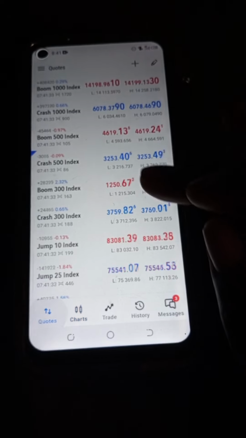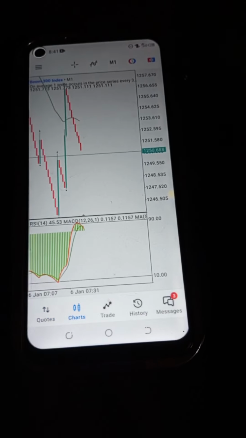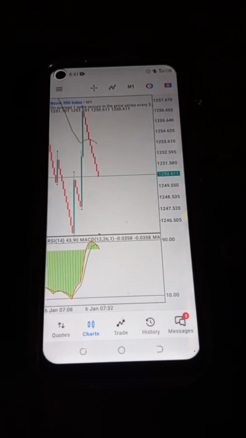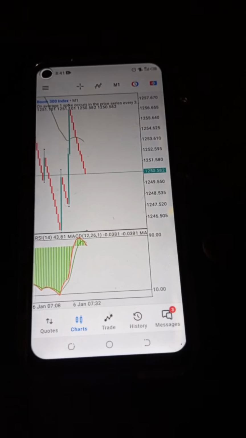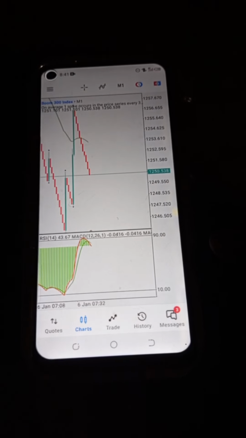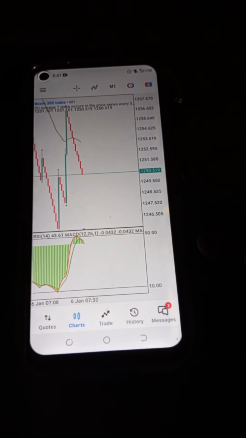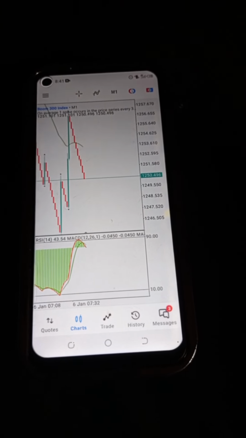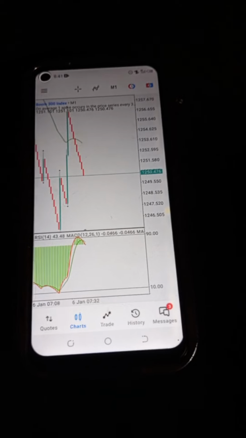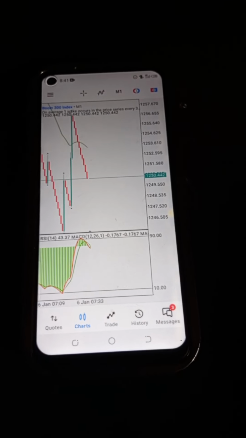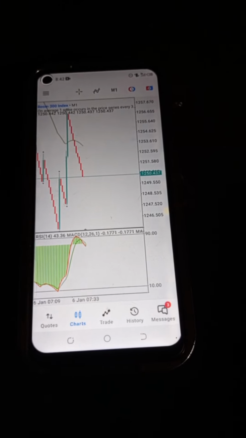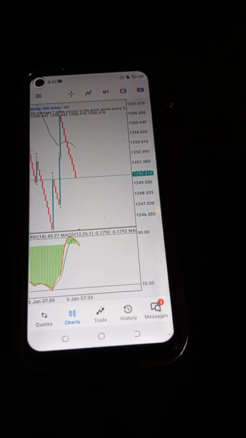So let's go and check our Boom 300 if it's ready to enter. So guys, as you can see, Boom 300, wait for the finish of this candle before we enter this market, guys. Let's wait before we can enter the market. It's very simple, guys. You can use it to build your account. Every day you make $5. Let me just say 26 days. You trade 26 days, we are making 130 US dollars every month.